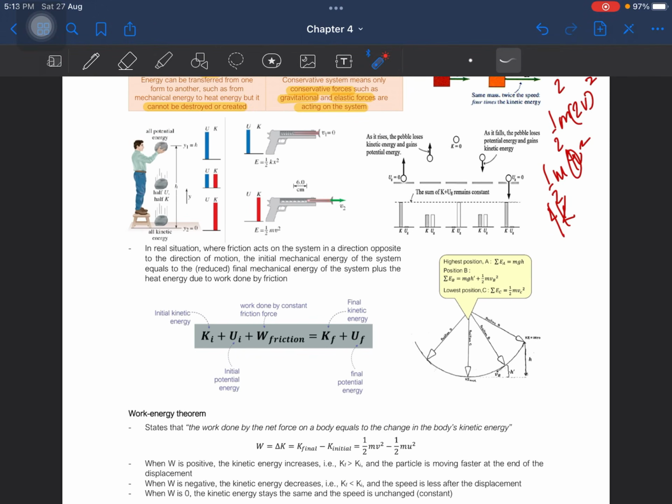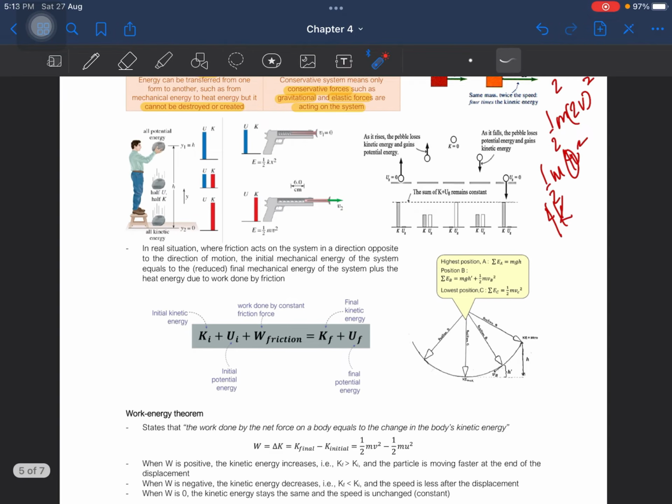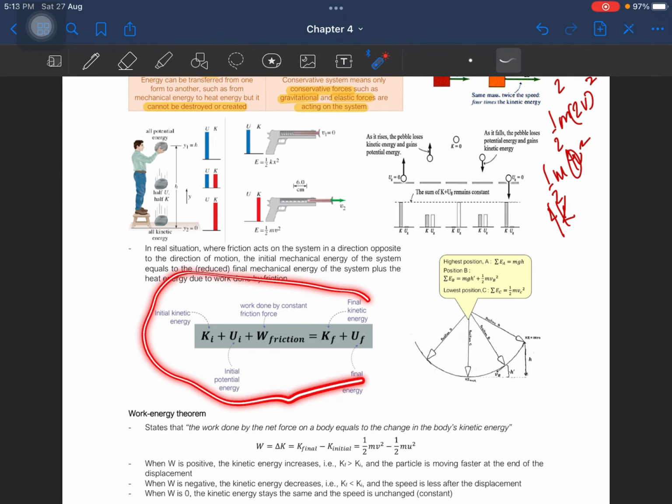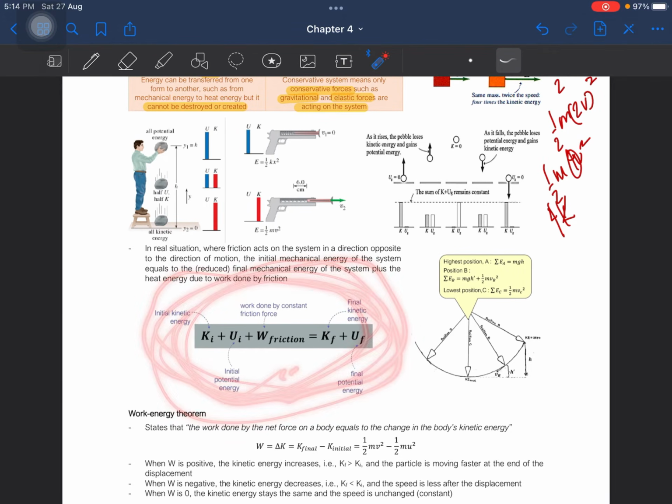Okay? So in real situation where friction acts on the system in a direction opposite the direction of motion, the initial mechanical energy of the system equals the reduced final mechanical energy of the system plus the heat energy due to work done by friction lah. Okay, so sekarang ni kita punya, bila ada presence of friction, kamu akan guna this formula. Okay?